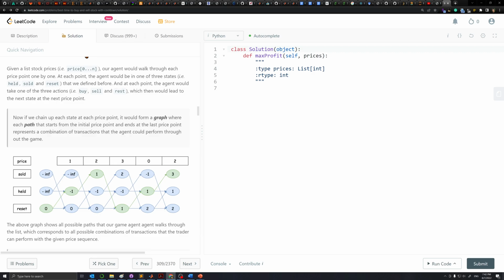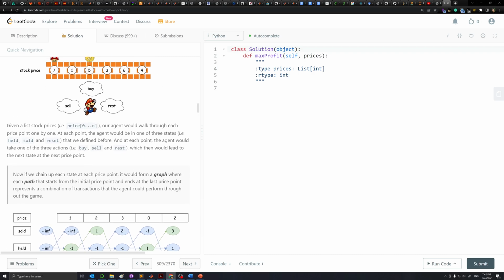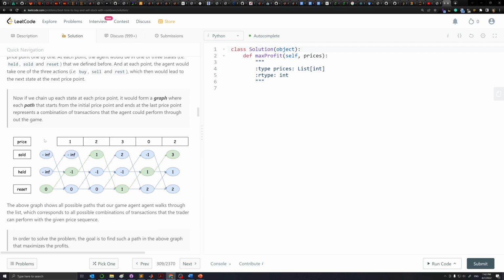Okay, now we're talking about graphs from state machines. Interesting. Let's take a look. We have a price chart: day zero, day one, day two, day three, day four, and these are the states.